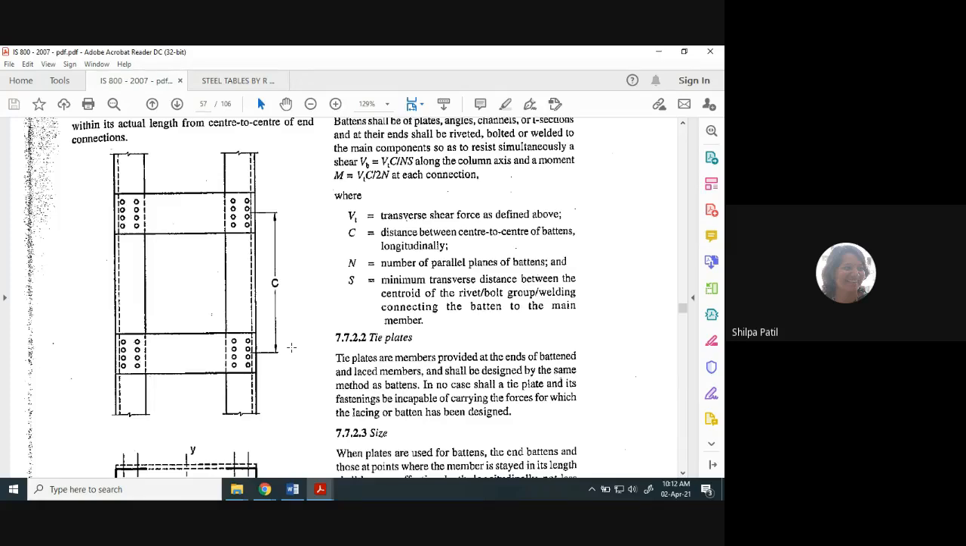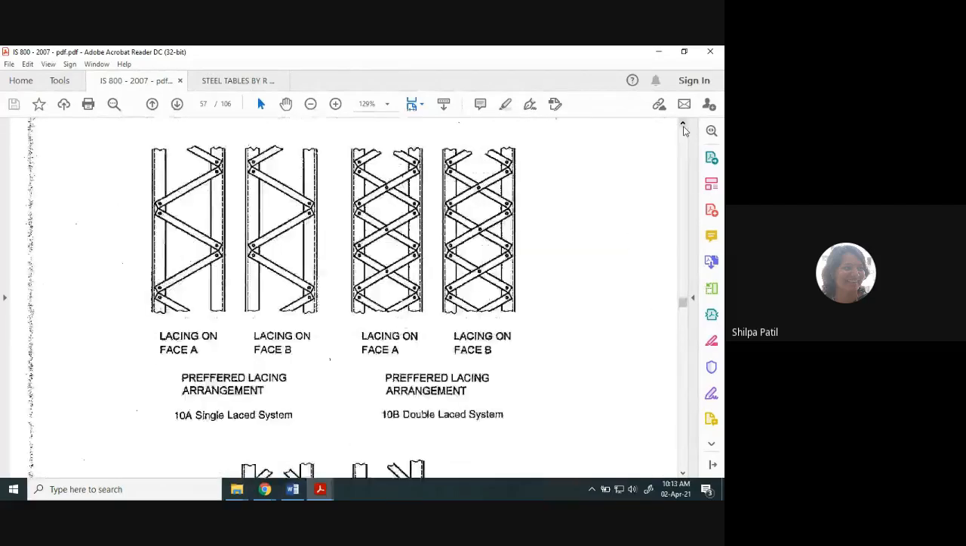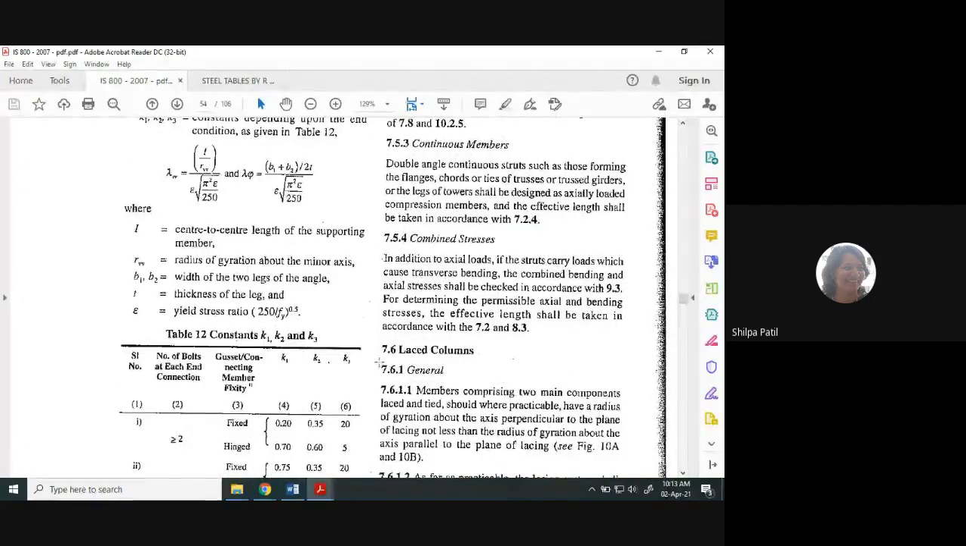Now the connection, if it is done by the lacing system, design the lacing flats normally like tension and compression members. And when you are using the battening system, design these batten plates like a beam. So that design steps go on increasing and become complicated. Now how these forces are calculated, what is the exact difference between lacing system and battening system, everything is given here in clause 7.6.